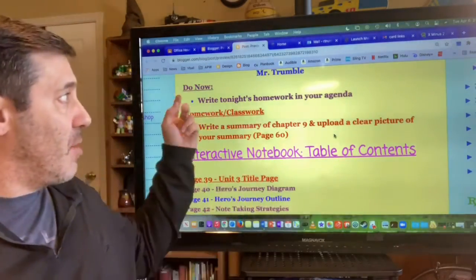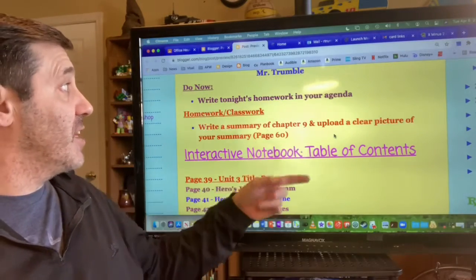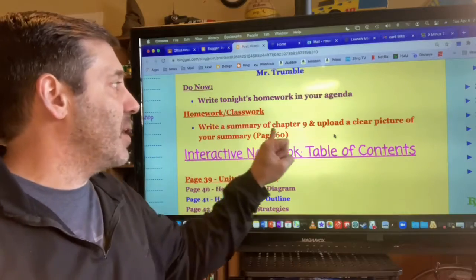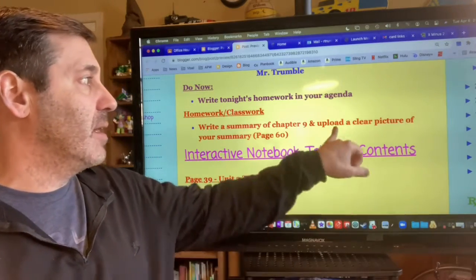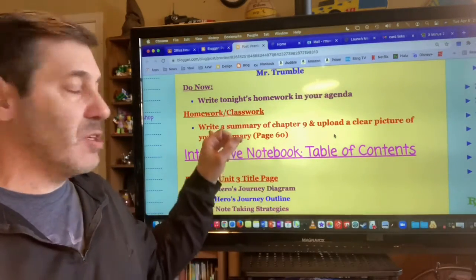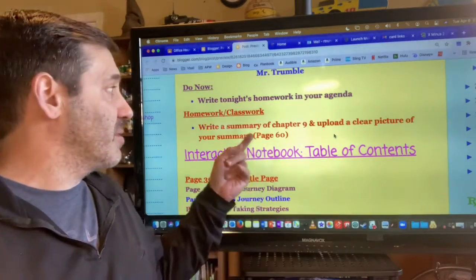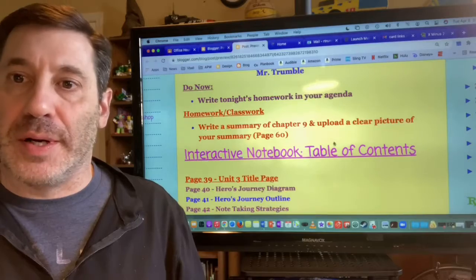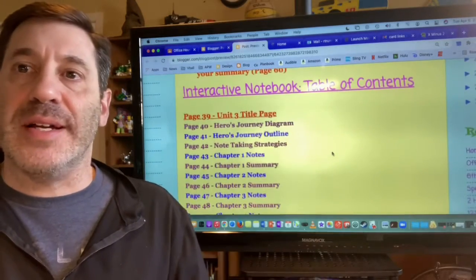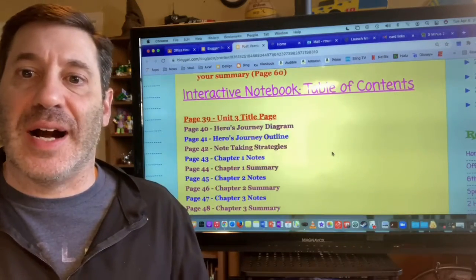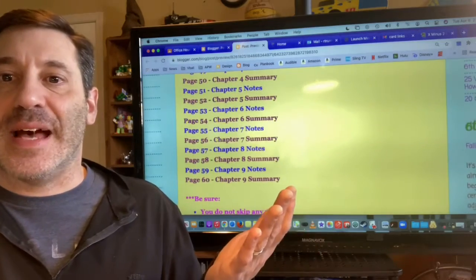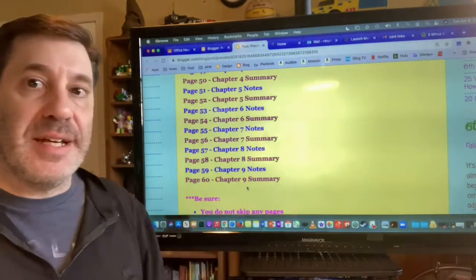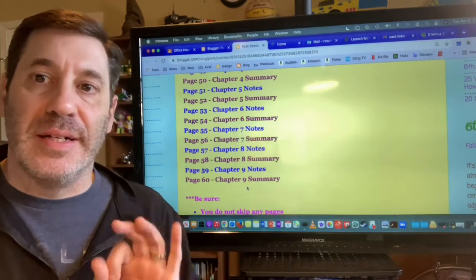Today, the Do Now asks you to write down your work for today, your homework. The homework and classwork today, you're going to be writing a summary of Chapter 9 and uploading a clear picture of your summary. We're going to do this on page 60 in our ELA notebook. So, scrolling down here through our table of contents, you guys can see that page right here. Okay, we have page 60. We have the Chapter 9 summary.